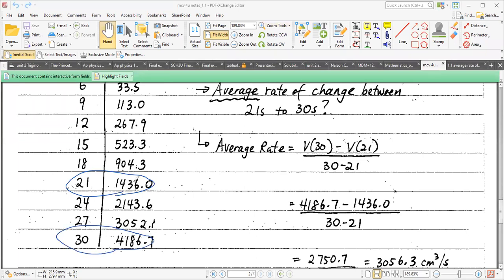It's going to be y2 minus y1 divided by x2 minus x1. As you see, we do that here. And the unit for y is centimeter cube and the unit for x is second. That's why the rate of change will be centimeter cube per second.